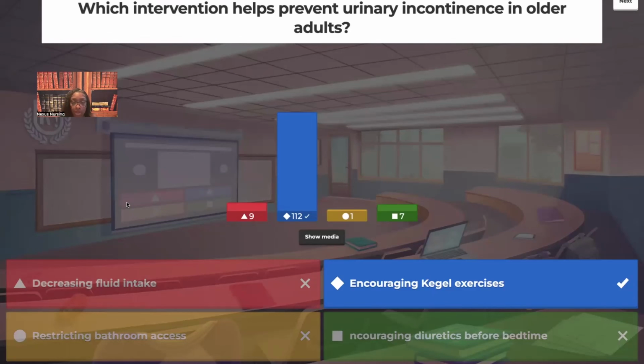You're not going to restrict bathroom access. Restricting access to the bathroom, how's that going to help them with incontinence? It's not. And then last, encouraging diuretics. If anything, that's going to make it even worse because they're going to feel like they need to urinate more. Okay.